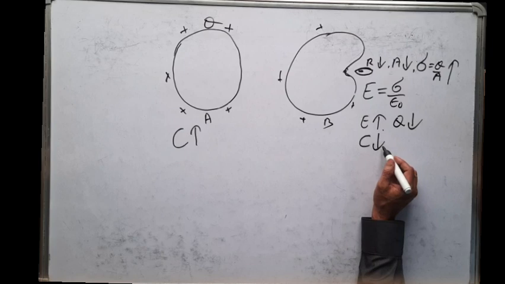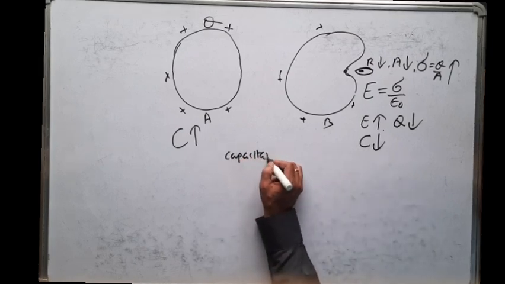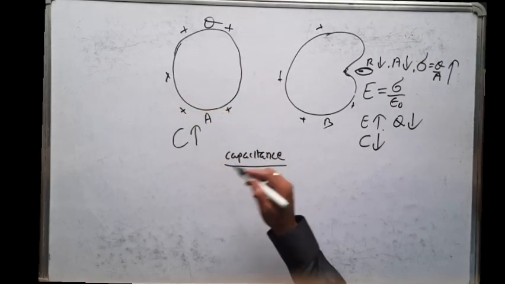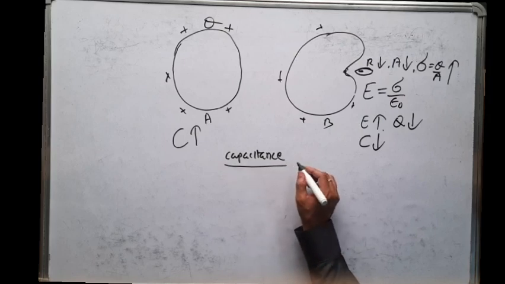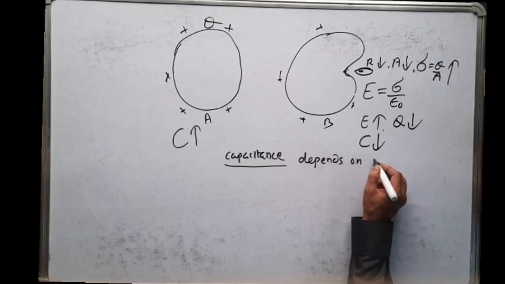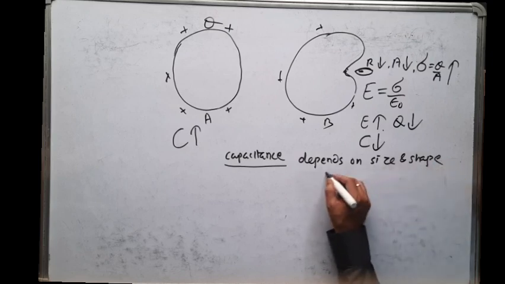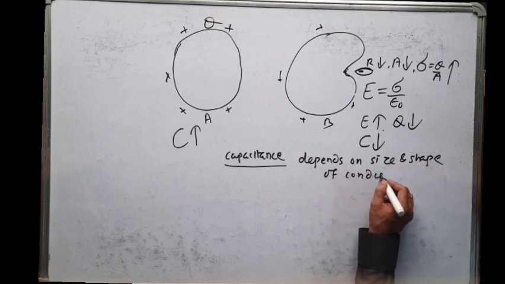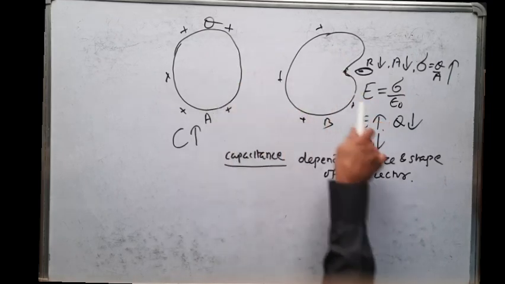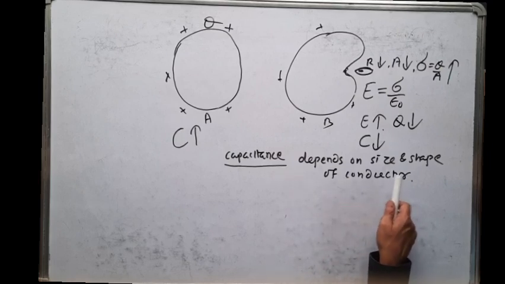So what is the conclusion? The conclusion is that capacitance, which is the property of a metallic conductor to store charge, depends on the size and shape of the conductor. You see, for this shape and for this shape, the capacities are different. So it depends upon the size and shape of the conductor.